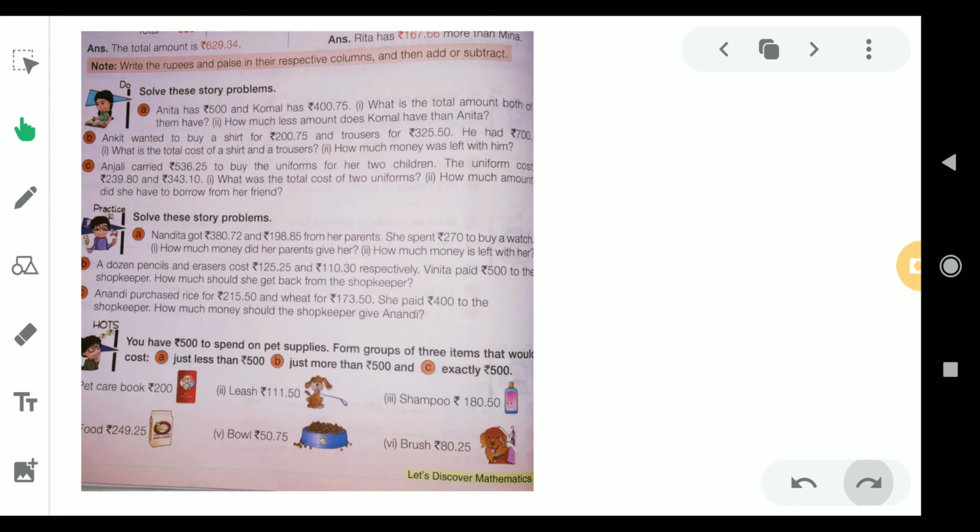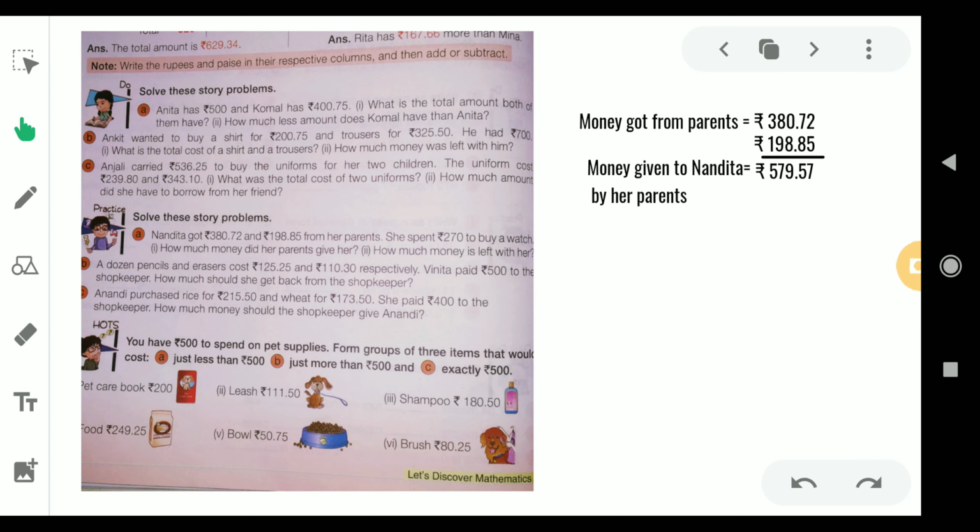So first, she received this much money from her father, and she receives some more money from her mother, that is 198 rupees 85 paise. The total money that she received from both the parents will be 579 rupees 57 paise, and from this money she spent 270 rupees for buying the watch.